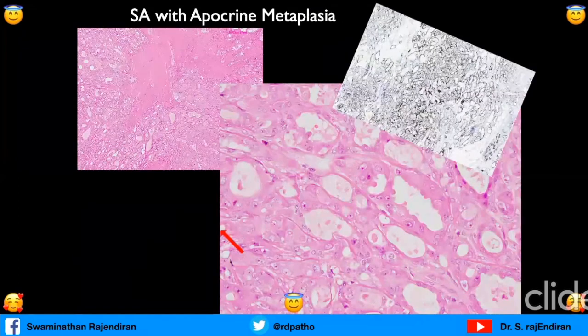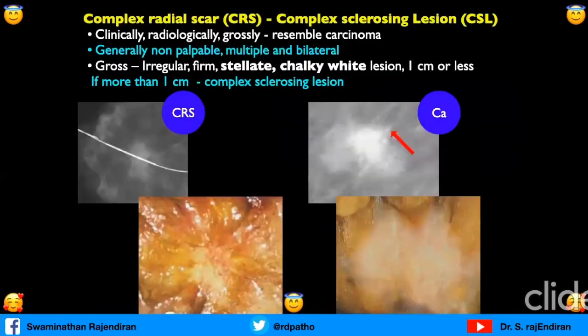As I mentioned, the lobularity and preserved myoepithelial cells will help you in the correct diagnosis of sclerosing adenosis. And this is a sclerosing adenosis with apocrine metaplasia. Okay, this looks like apocrine carcinoma, isn't it? But when you do the myoepithelial marker, all the ducts are lined by myoepithelial cells. That's why it is a benign diagnosis.